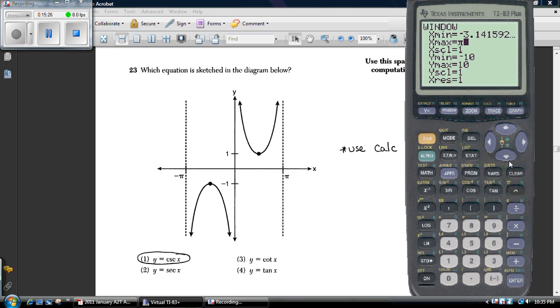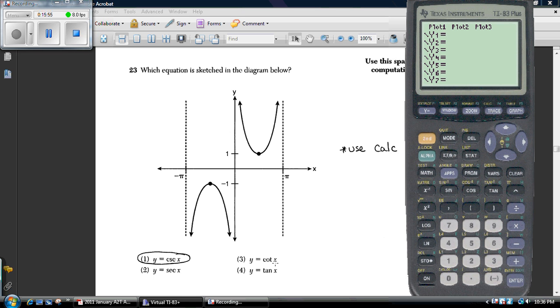Max, pi. We're going to be scaling it by pi. Look at that. That's what each hash marker is literally worth. And we're not going to touch our y mins and y maxes for the time being. I mean, it's bound between -1 and 1, but we need more room to look at the graphs. Now here's what we're going to do. We are going to go into the y equals screen, and we're going to try and plug these in and find out which one looks like the graph that they gave a picture of.